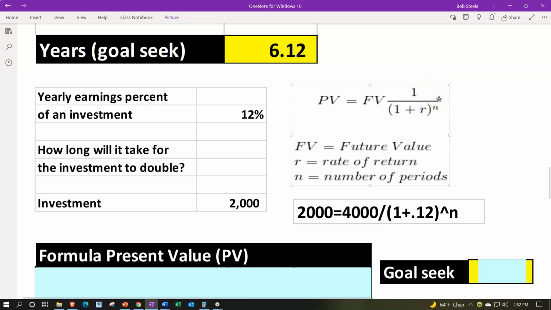Now we know everything here that we can solve for one unknown. We know the present value. The present value is going to be 2,000. You can see it written down here algebraically. Equals, we know the future value. That's going to be our ending point, doubling the 2,000 to 4,000, over 1 plus r. R is going to be 0.12 or 12%, to the power of the number of periods, which is going to be, in our case, the unknown.